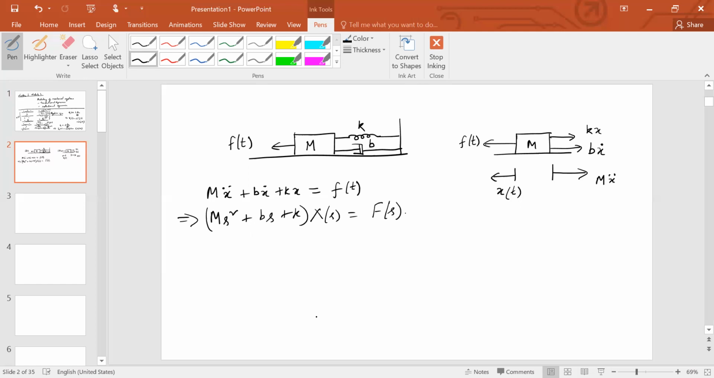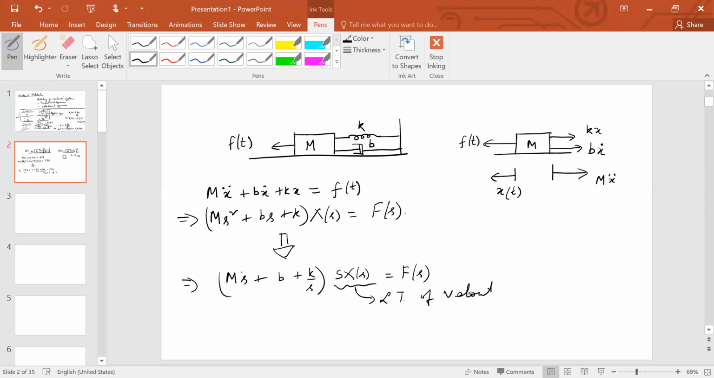All right. A moment's thought would immediately lead you to conclude that this looks uncannily similar to an expression we've already encountered before. What is that expression? ms plus b plus k over s times sx of s is equal to f of s. What is this? This is the Laplace transform of velocity, is it not? The derivative of the position, right?